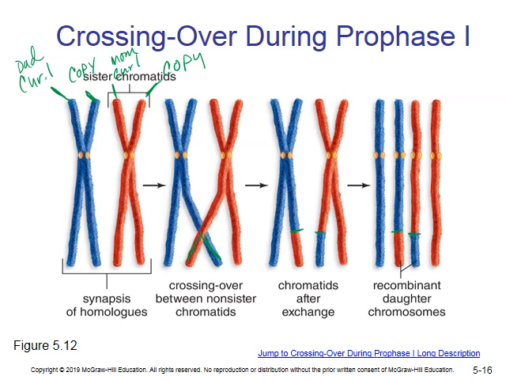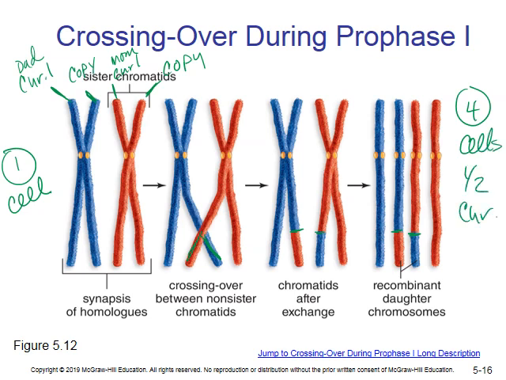What we're going to see, remember how we said we start with 1 cell, and we end up with 4 cells that have half the chromosomes. So each one of these is going to end up being a cell. So 1 cell, 1 cell, 1 cell, 1 cell. These are going to end up either being egg or sperm. They have half the chromosomes that you started with.